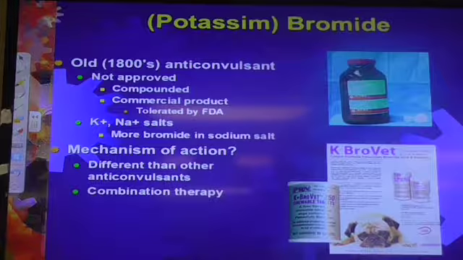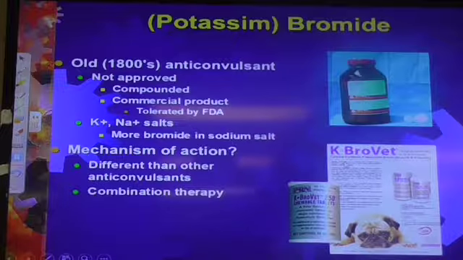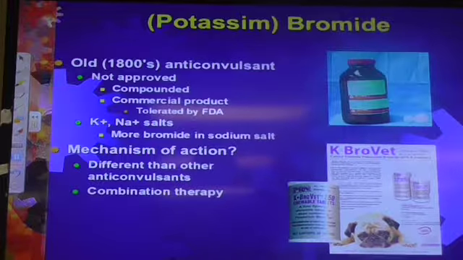Now, there is this preparation, K-Brovet. It actually is manufactured. It's not an approved drug. It's undergoing approval, we hope. But it probably, in my mind, would be the preferred drug, the preferred preparation, just because it does follow good quality assurance. So how many of you know K-Brovet? Have you seen K-Brovet? Okay.